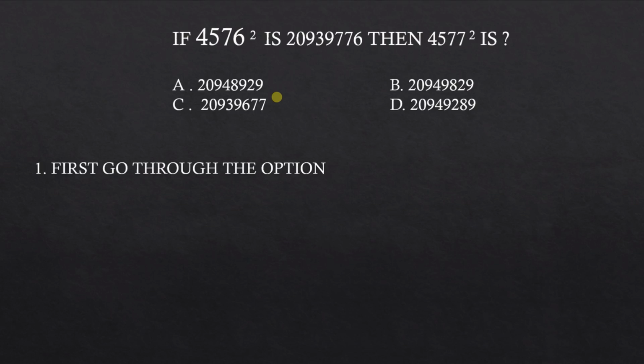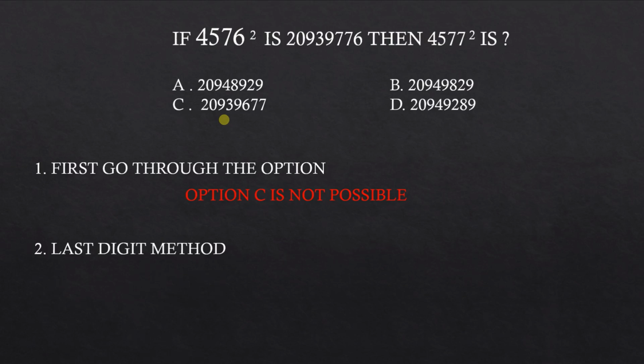So first we are going to analyze the options. By analyzing the options, we can see that option C, that is 20,93,96,77, is less than this number. So obviously option C will not be the answer. We can conclude option C is not possible. By analyzing the options, we can only reach this conclusion, so we have to find another method to solve this problem.